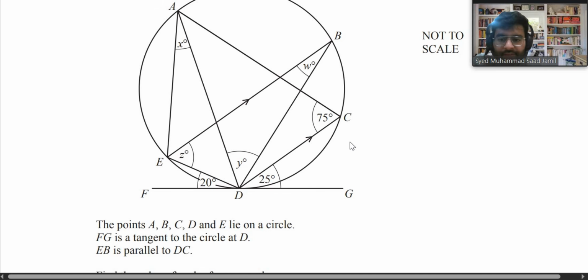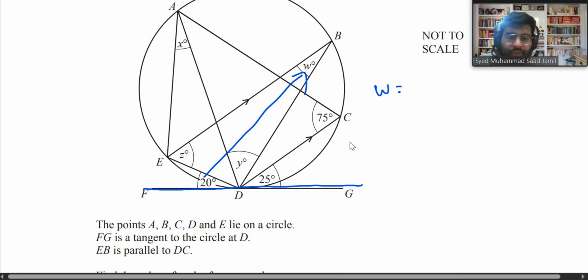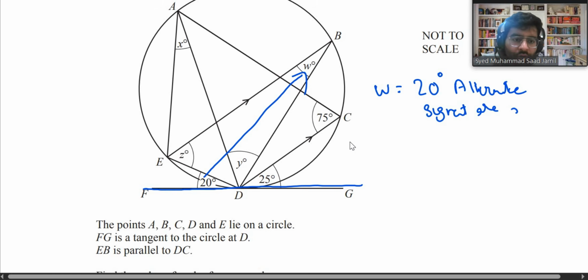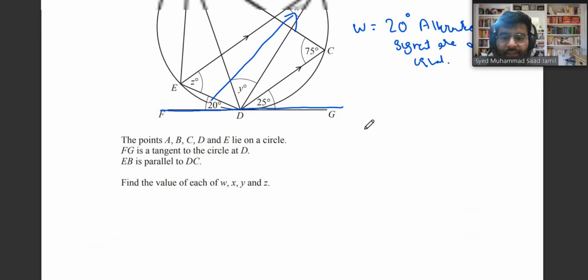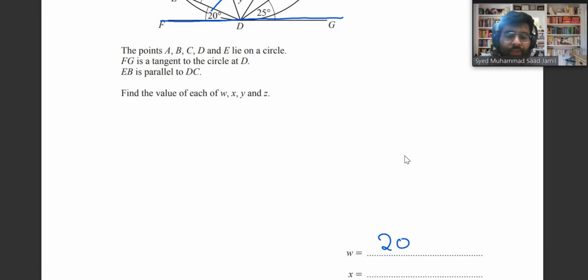So if you look at it, this is a tangent, alright, and W is alternate to angle 20. So W is equal to 20 degrees. What's the reason? Because alternate segment angles are always equal. I don't know if you guys have to write the reasoning. It just says find the angle, so just write W equals 20 over here.